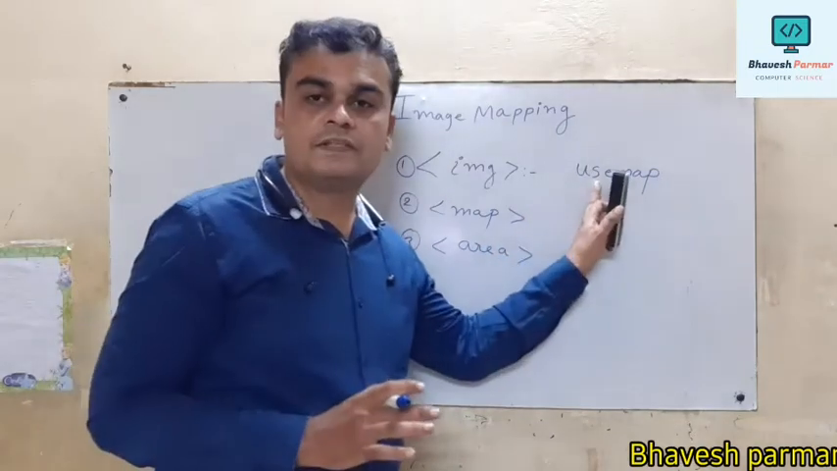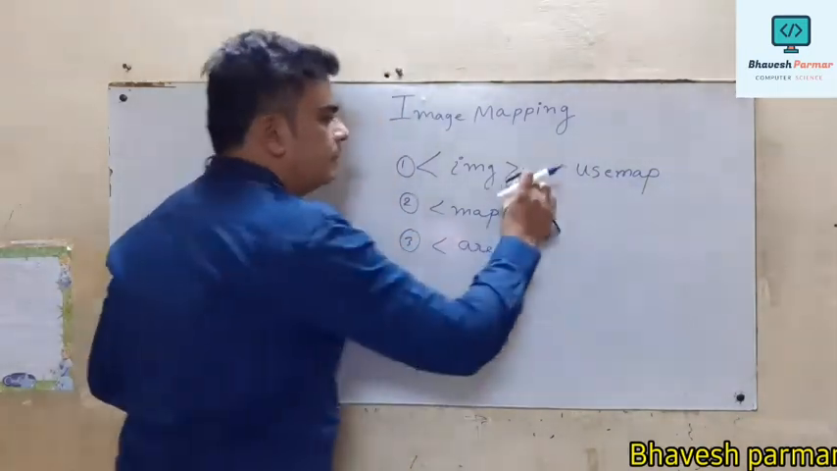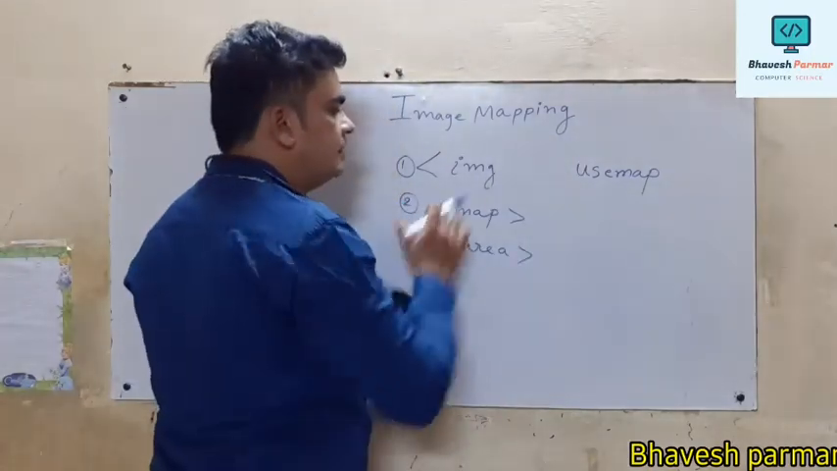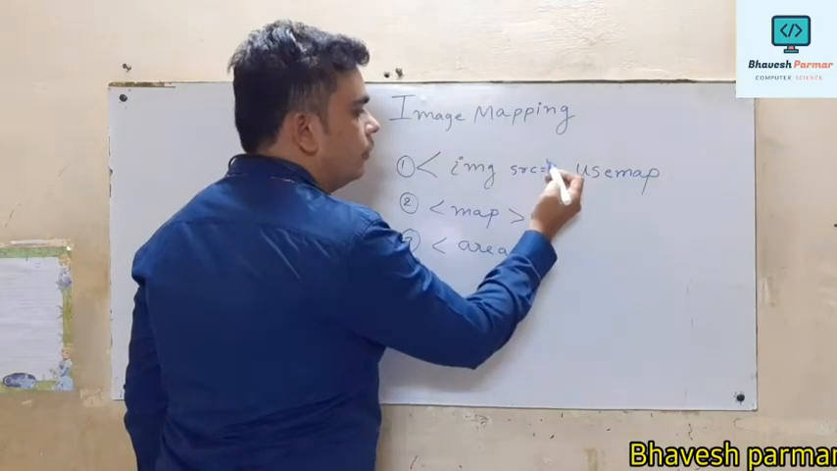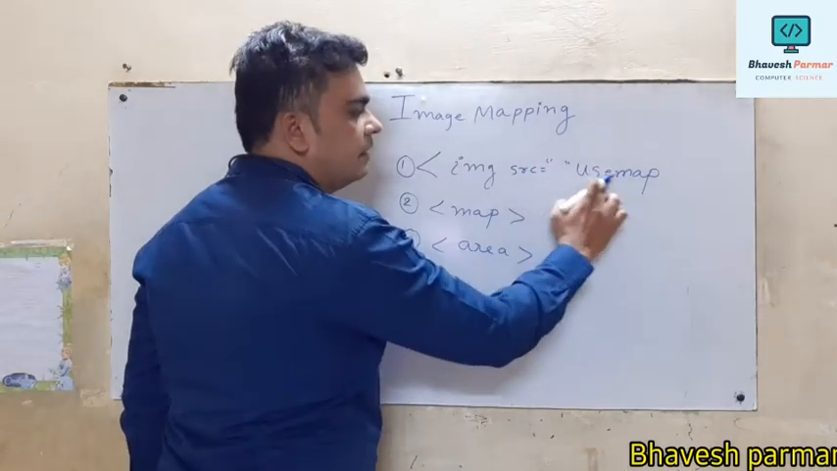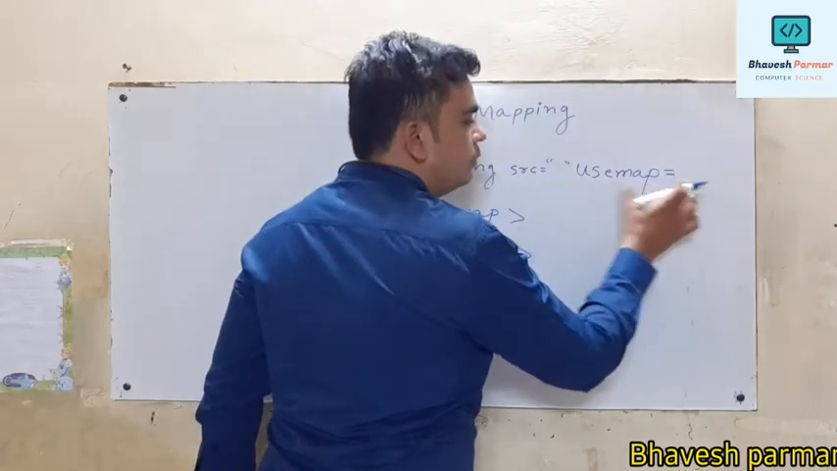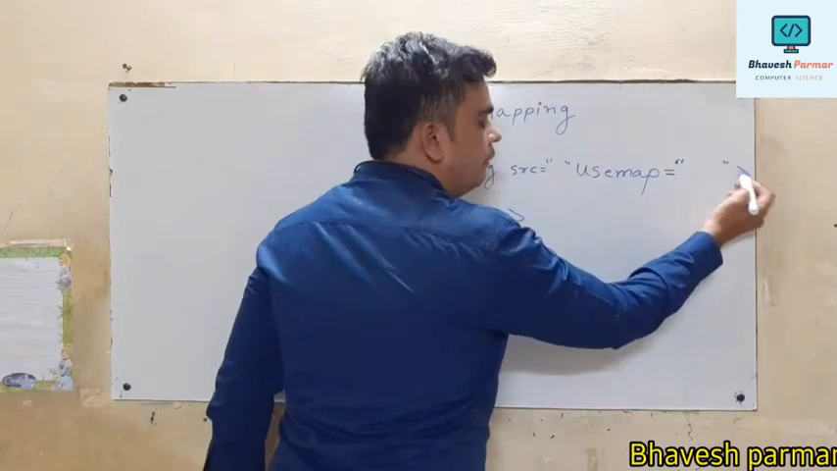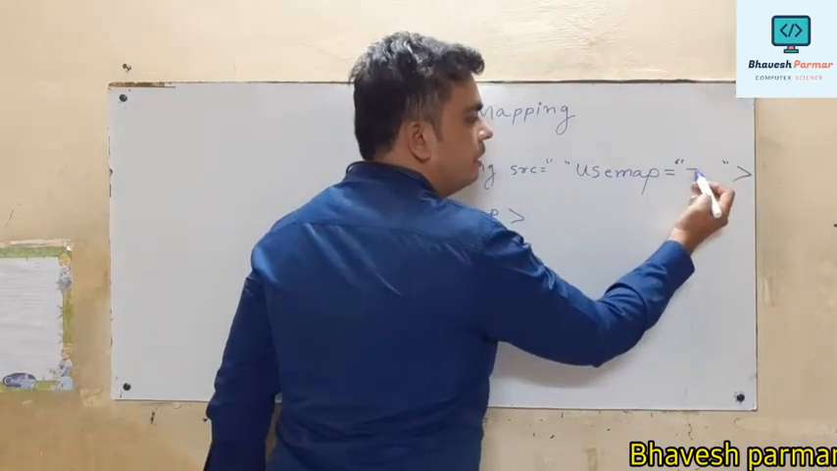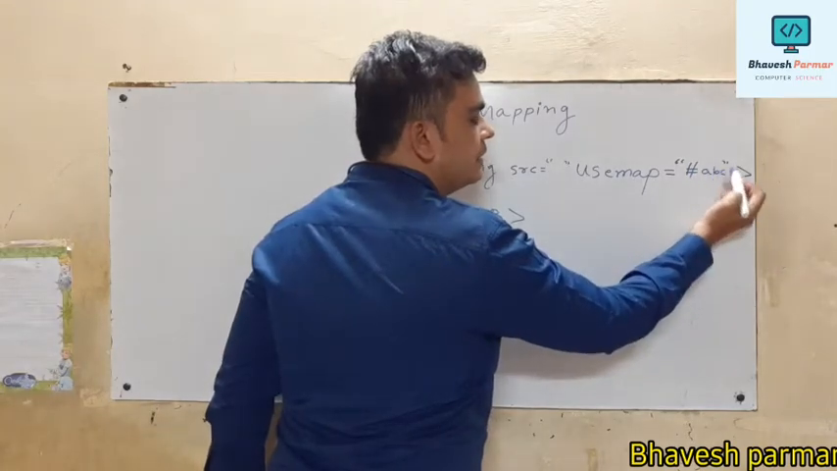So how can we use this usemap attribute? I will show you. For that purpose, I first use the img tag, then I use the src attribute followed by the image path, then I have to use this usemap attribute, and I write usemap equals, in double inverted commas, we have to give some label, but before that we use hash. Suppose here I am writing hash abc.